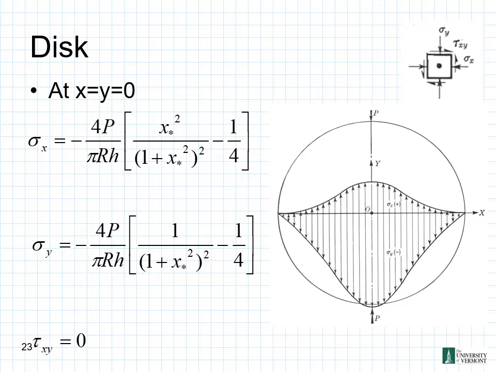For the special case where x is equal to y is equal to 0, so both x and y are equal to 0, these can be rearranged and simplified down to the following relationships for our sigma x, our sigma y, and our tau xy, still related to the same element and the plot that we see over here as well.